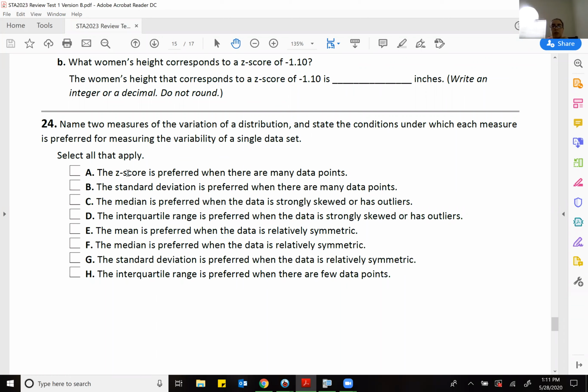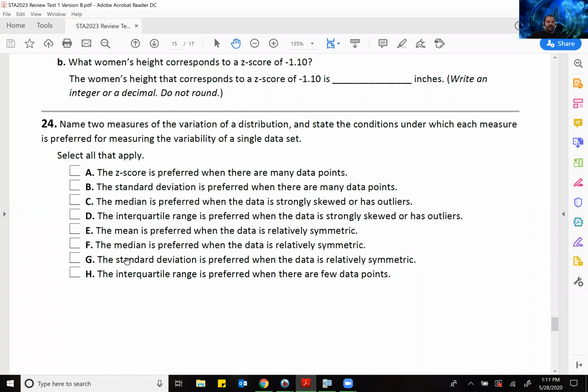Yeah, I got this. Is a z-score a measure of variation? No. Is standard deviation a measure of variation? Yes. But the question is, is this the correct condition? We use standard deviation when we have lots of points. No. But there is another standard deviation.